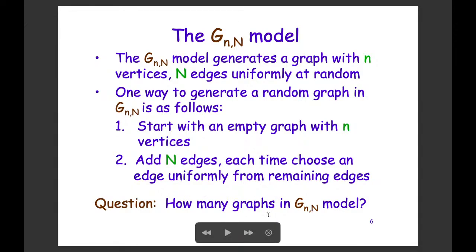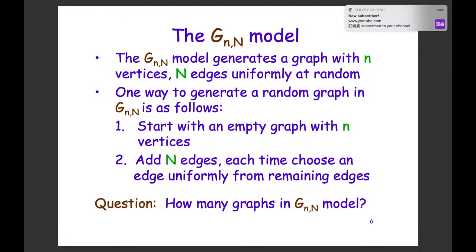So how many graphs are there in this Gnn model? It is no longer 2 to the power big M, but instead it is going to be big M choose big N. Okay, because out of these big M edges, we need to select which big N edges we should be using.